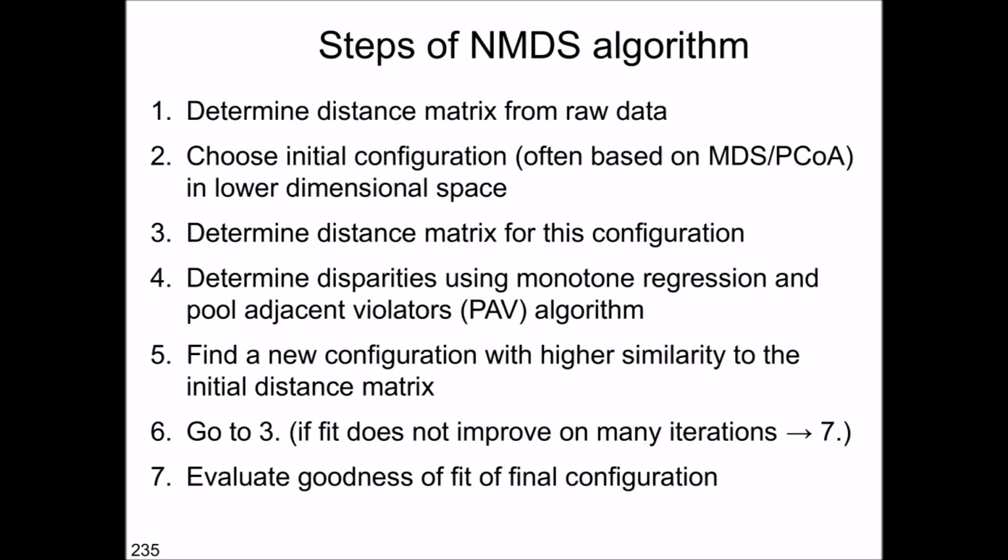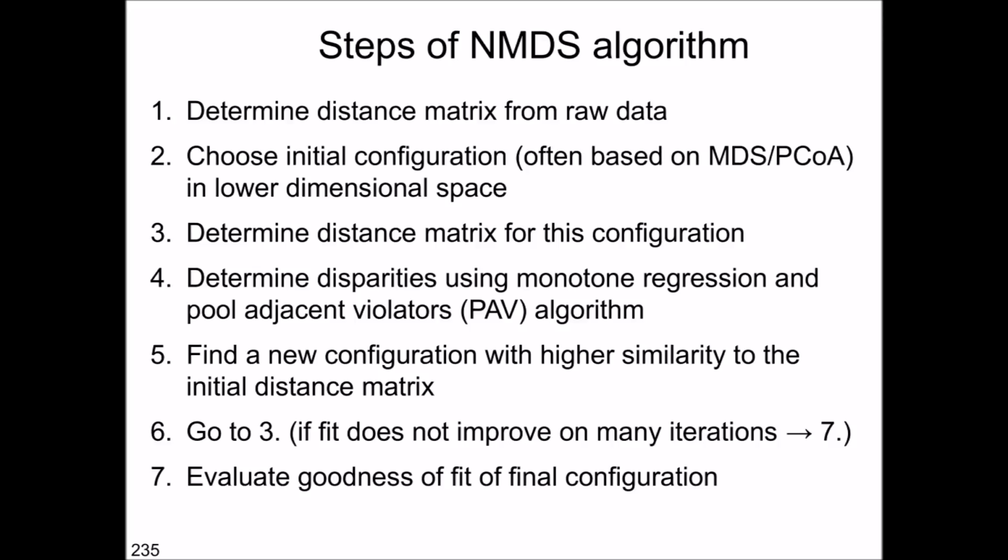Let's quickly look at the steps of the NMDS algorithm. First of all, the distance matrix is determined from the raw data. That's something that we have discussed before. You have to use a distance metric and calculate this matrix. Then you choose an initial configuration in a lower dimensional space. That's often done based on principal coordinate analysis. So you place the different sites in a lower dimensional space and you determine the distance matrix for this initial configuration.